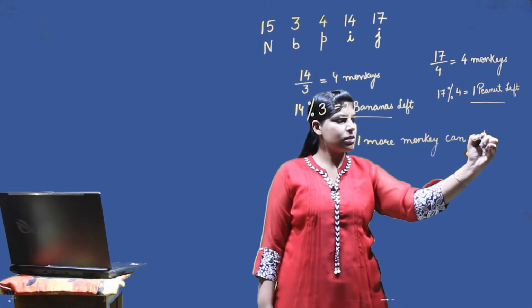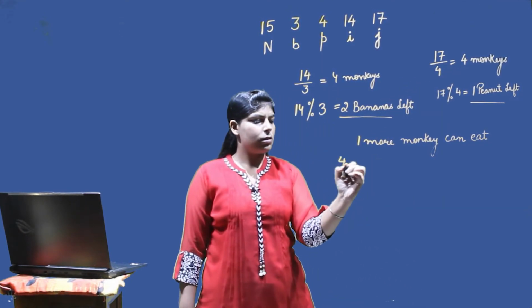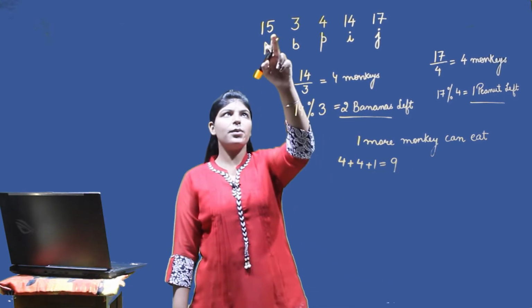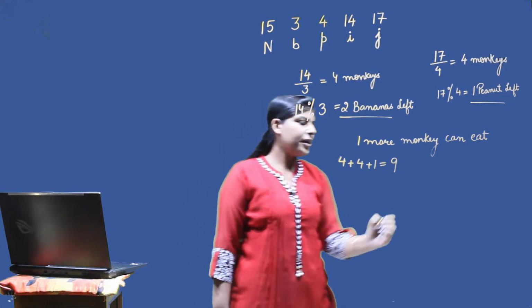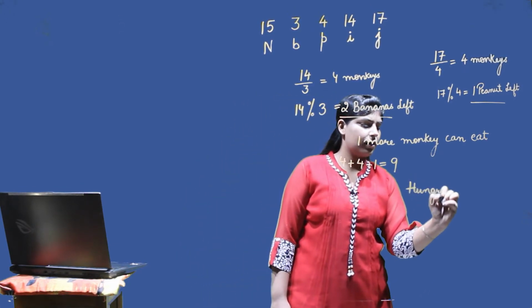So how many monkeys got food? 4 plus 4 plus 1. So 9 monkeys were able to eat the food. In total we had 15 monkeys. So how many hungry monkeys were left? 6 monkeys were left hungry.